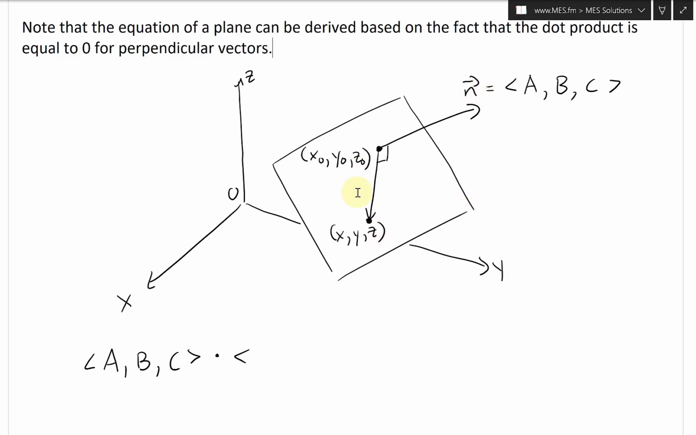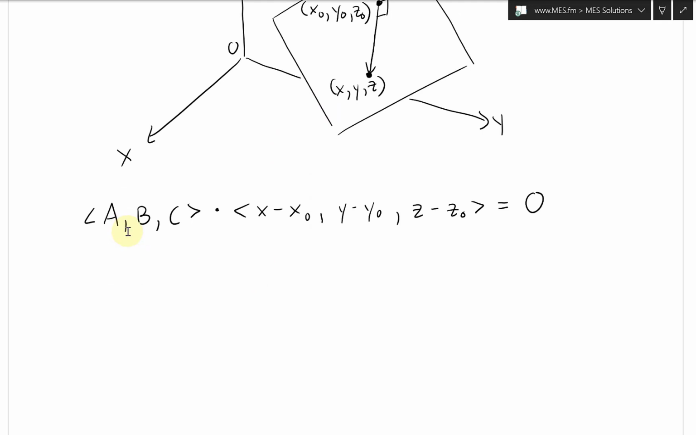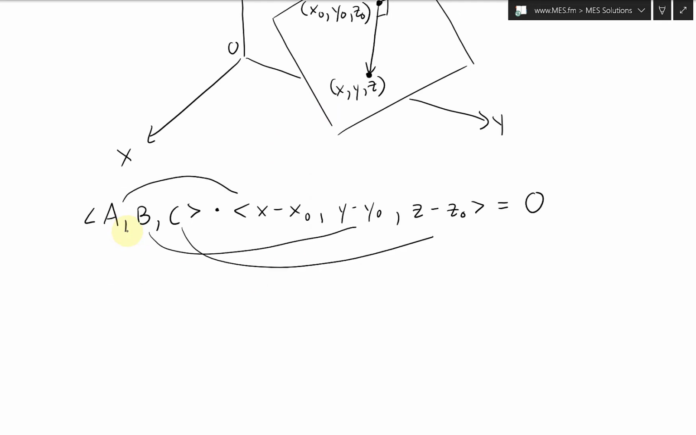These ones have the coordinates, so then we could get the position vector, and let's write that down. That's just the difference: x minus x0, y minus y0, z minus z0. And then recall from my dot product video, if they're perpendicular, that's equal to 0. Now we can just do the dot product. Remember, we multiply A by this, B by the middle, C by this one, and add them all up. So we just multiply the components and add.